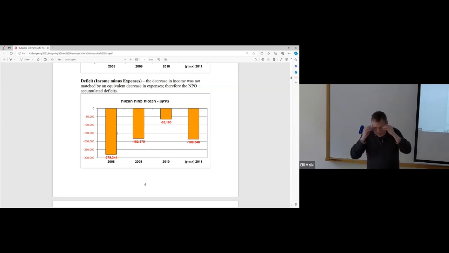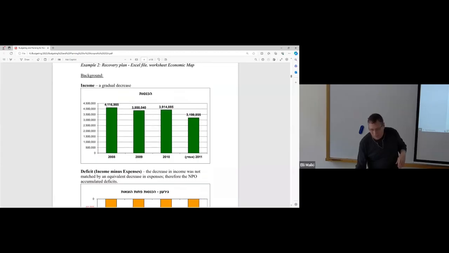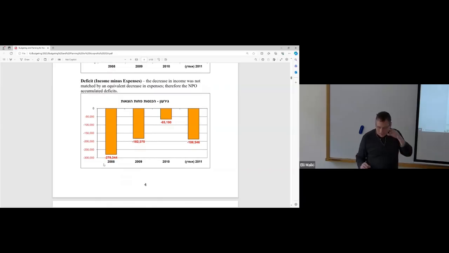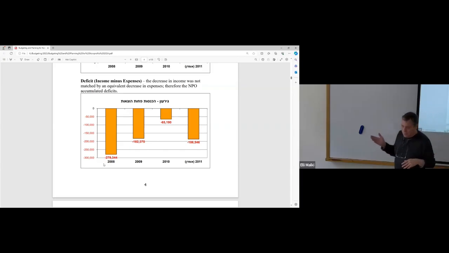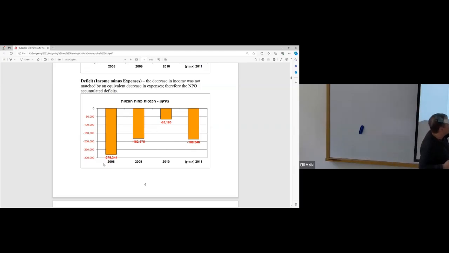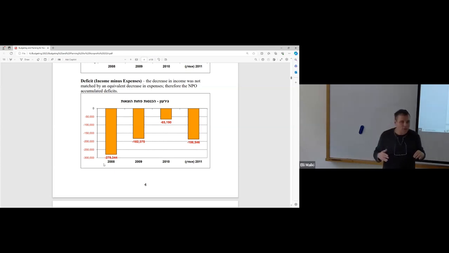What happened was that in 2008, with the 4.1 million income, the organization had a deficit of almost 300,000. Meaning that its expenses exceeded its income, even in the early period in which income was relatively high, by 300,000. And we can see that each year there was a deficit. Okay? So the organization overspent at least over 4 years.